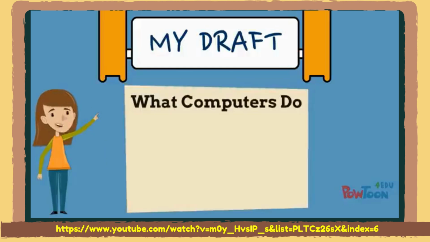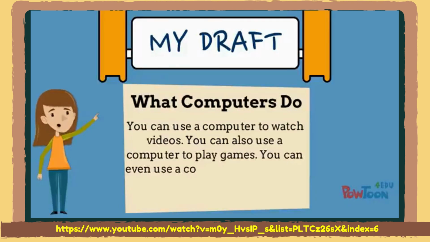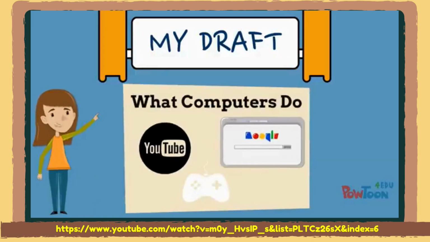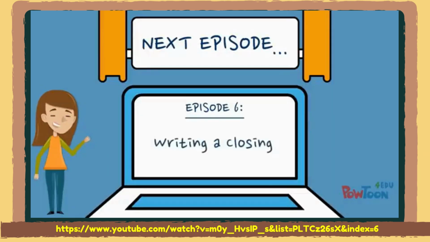Now, I will write about what computers do. You can use a computer to watch videos. You can also use a computer to play games. You can even use a computer to research. My picture will show these 3 activities. Wow, I've written my introduction and sections for each subtopic. To finish my draft, I need to write a closing. Check out episode 6 to see how I write a closing to wrap up my informational book.